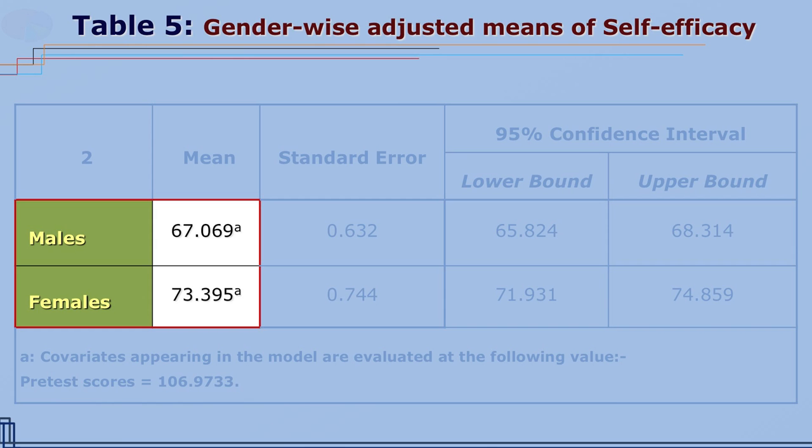Further, the adjusted mean score of self-efficacy of male students is 67.07, which is significantly lower than those of female students whose adjusted mean score of self-efficacy is 73.39. It may therefore be said that female students were found to have higher self-efficacy as compared to their counterparts of male students when resilience was taken as covariate.